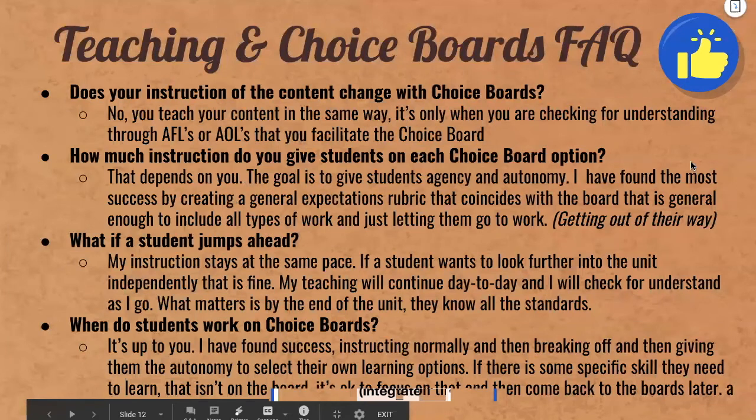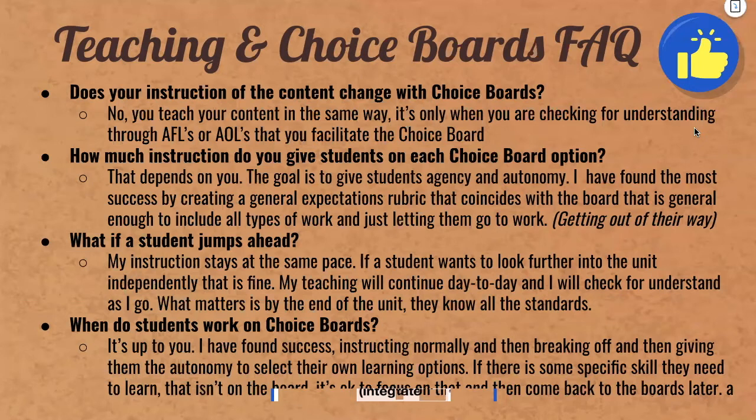Now, some quick FAQs, in case you're wondering what a choice board is or how it works. Does your instruction change with choice boards? And the answer is no. You're going to instruct the same way you always instruct. You have your 8 to 15-minute lecture, you give it to them, and then you send them off doing a task that they normally would do in class. But during that time, you can say, okay, go ahead and get out your choice boards and start working. Or it could be that every Friday they do their choice boards. Or if you have downtime, pull out your choice board.